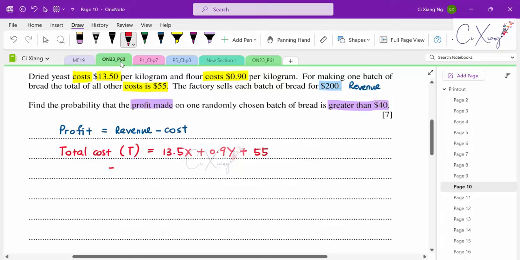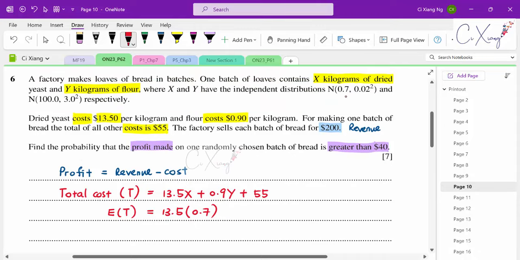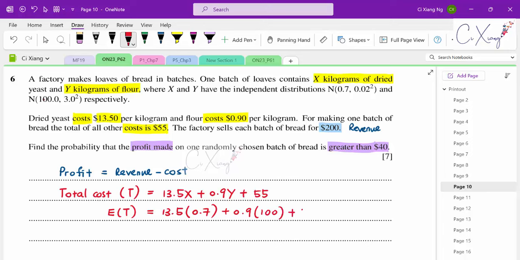So now I want to calculate the mean for the total cost. Okay, so to get the mean for the total cost, it should be 13.5 multiplied with the mean of x, which is 0.7. Okay, you can refer back to the normal distribution given here. 0.7 is the mean for x, then plus 0.9. What is the mean for y? So the mean for y will be 100. Okay, then the mean of 55 remains as 55. Okay, so from here, the mean of the total cost is 154.45.